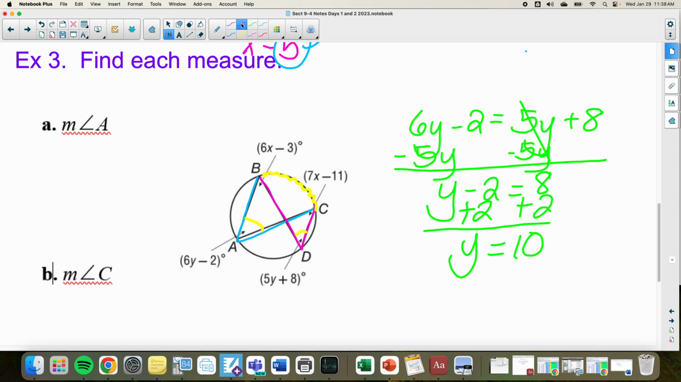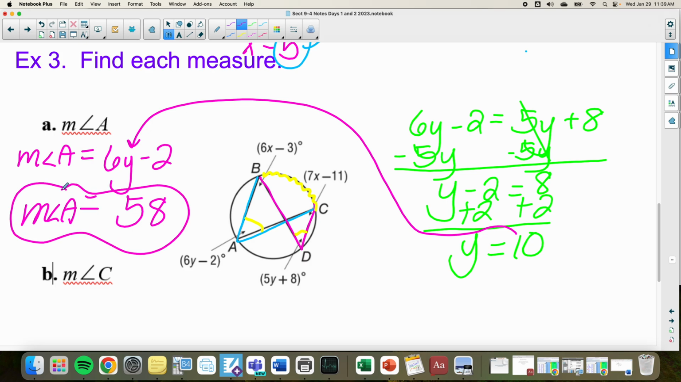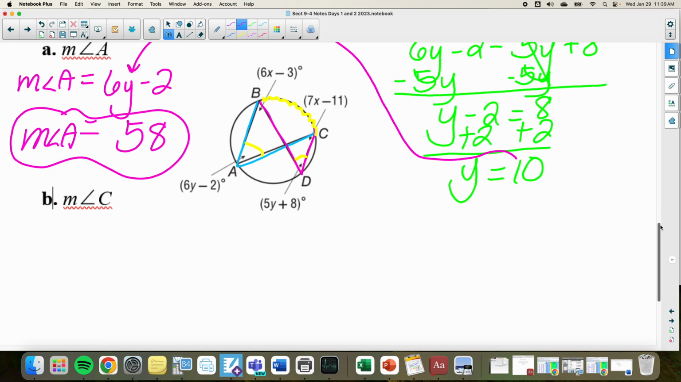Now, we want angle A, and the measure of angle A is 6y minus 2. Okay, so what I'm going to do there is go 6 times 10, which is 60, minus 2, which is 58. And then again, you could have put 10 into this one, and 5 times 10 is 50, plus 8 is 58. Now we have to find C, and so that means I'm going to kind of restart this.